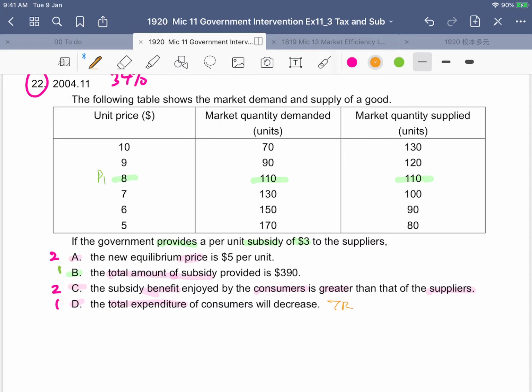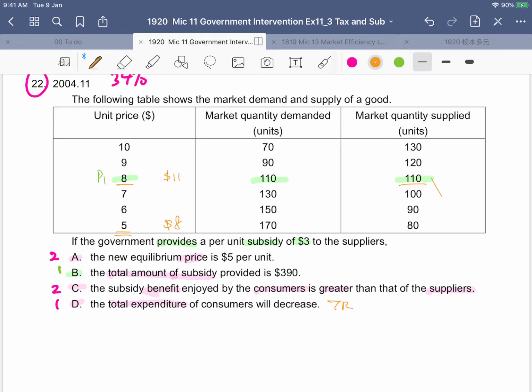Then we have to think about it: because the subsidy is $3, if I sell at $8, the sellers can actually get $11, because $8 from the consumer and $3 from the government. So I can actually get 11. So I will provide the units when the price is $11. I cannot get this, so I start with the smallest price first. If I sell at $5, I can get $8. Very simple. So when I get $8, I will provide the units of $8.